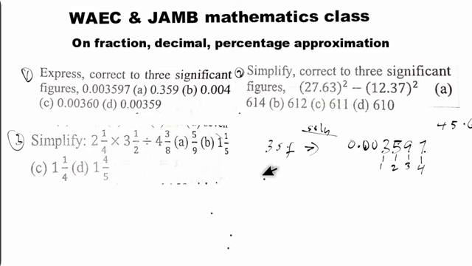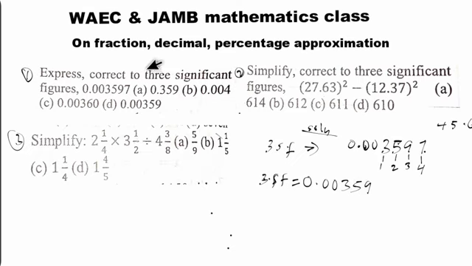So to get our 3 significant figures, you write it up to the first, second, and third. So it means that we stop at this place. So what will be equal to 0.00359? That is where I stop. 359 equals the first, second, and third.